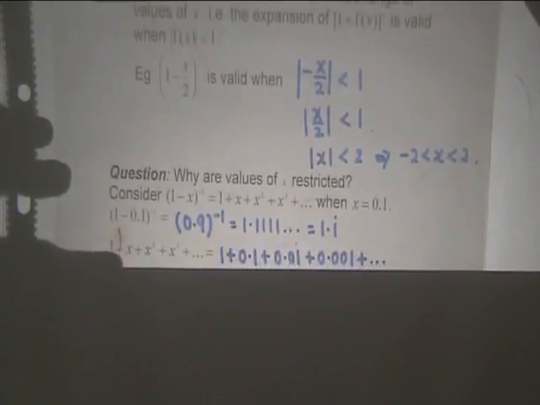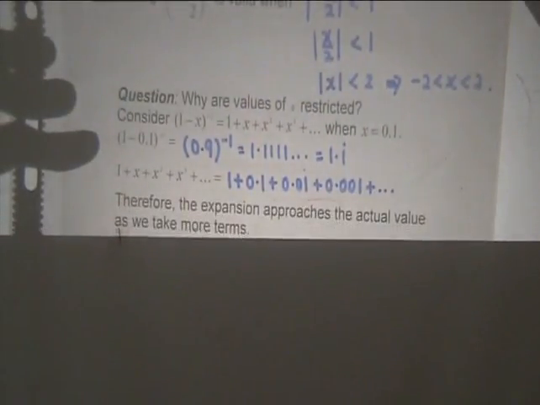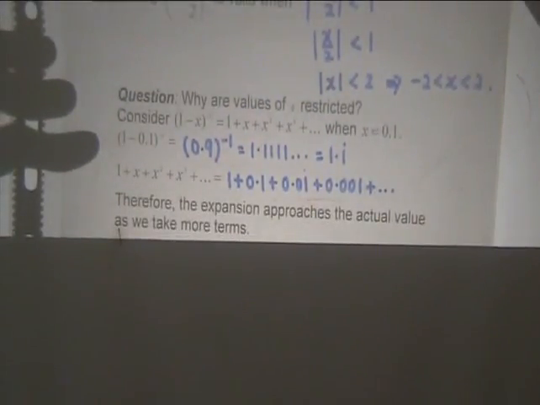So if I use the expansion to calculate the value of 1 minus x to the power minus 1, I will see that if x is equal to 0.1, I will have 1 plus 0.1 plus 0.01 plus 0.001 and so on. So you can see that the expansion approaches the actual value as we take more terms, when the value of x is between minus 1 and 1.